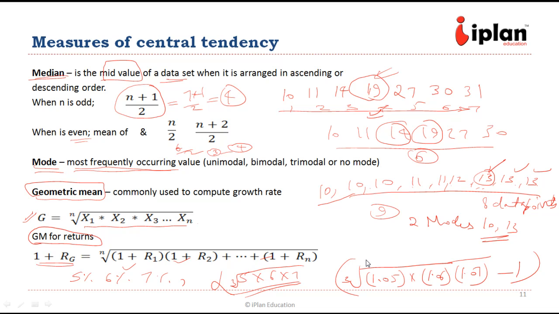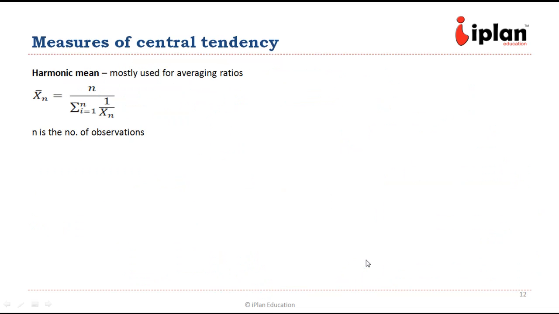Let us move to the next slide. Now we have harmonic mean. This is mostly used for averaging the ratios. This is the least common among the 3. So this is the reverse of the average of the reverse values.